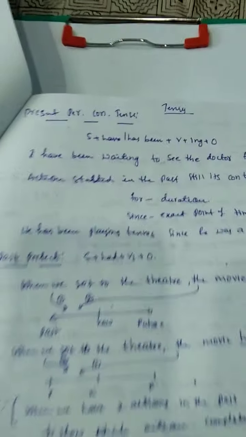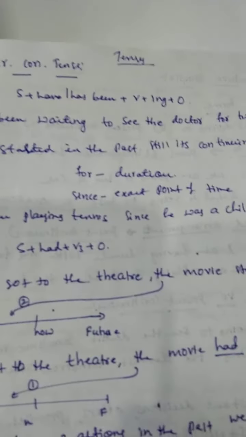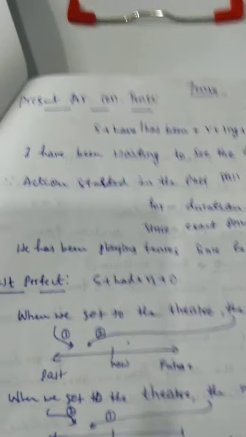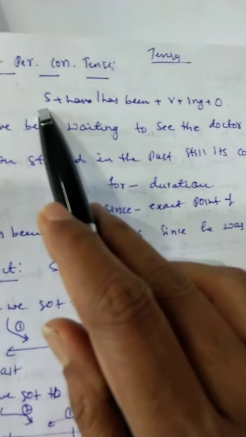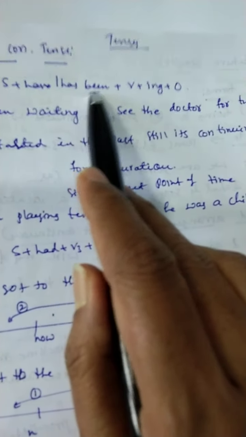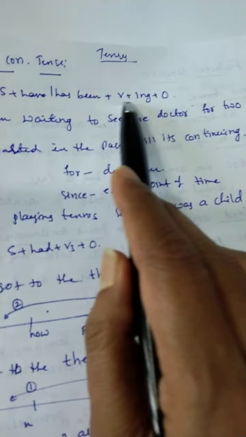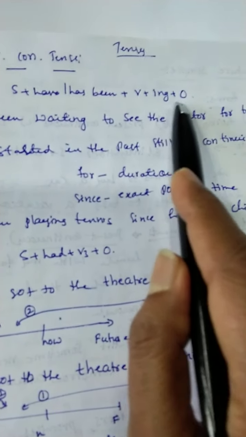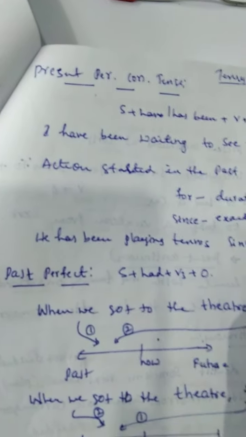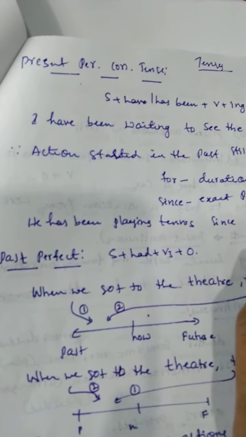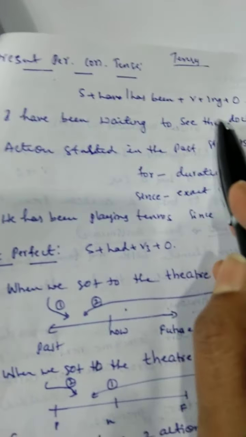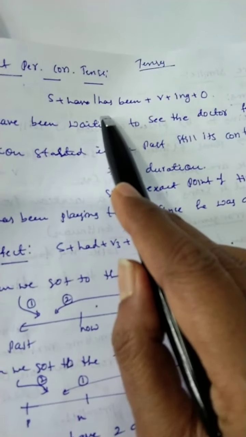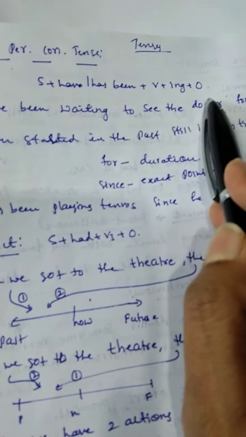And the next tense is present perfect continuous tense. The present perfect continuous tense structure is subject plus have or has been plus verb plus ing form plus object. Here nothing is changed. Like in present perfect we used has or have plus V3 form, here we are using has been or have been plus verb plus ing form.